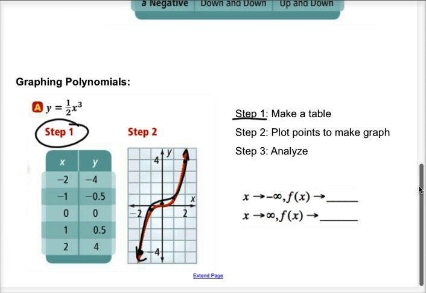And then step three, kind of wrapping back to what we're talking about today, this end behavior analysis. Well, what's it doing to the left? Well, to the left, I see it going down to negative infinity. And to the right, I see it going up to positive infinity. Okay, so some very important things there.